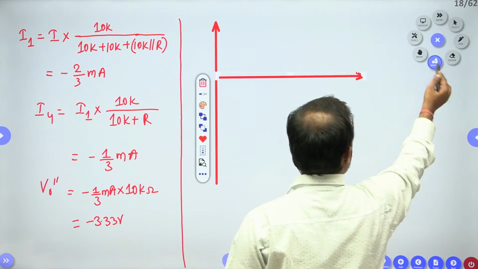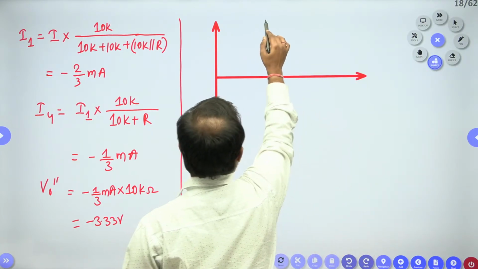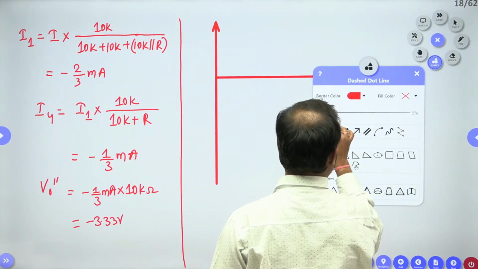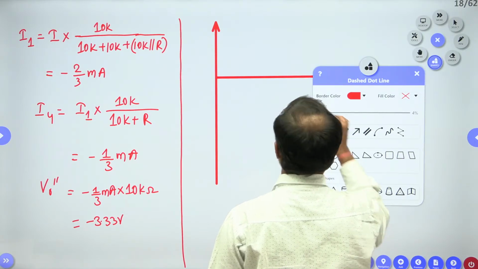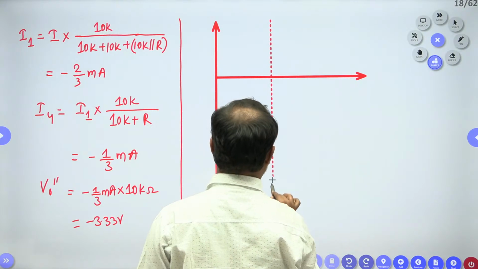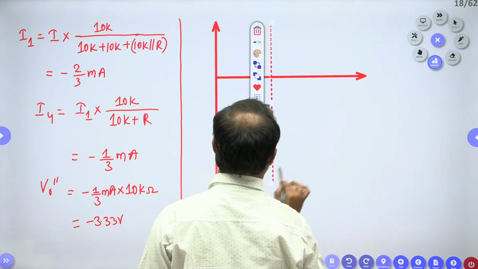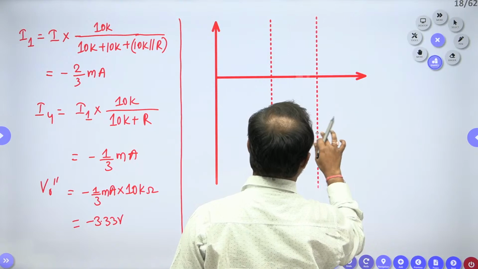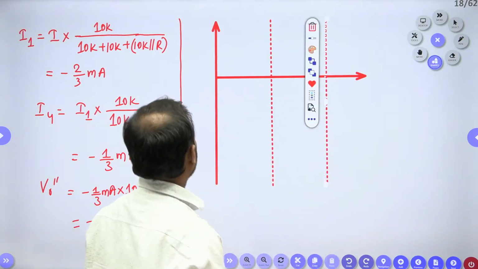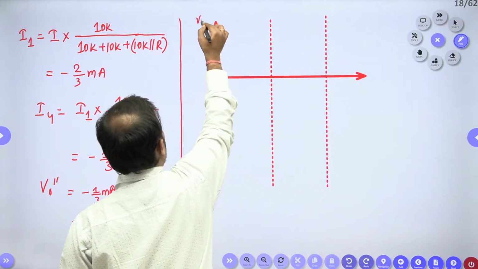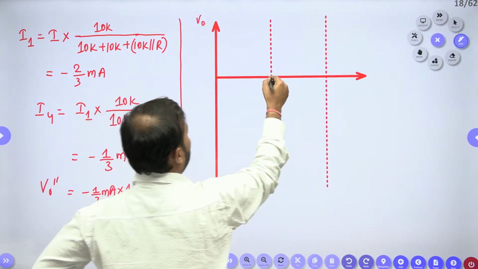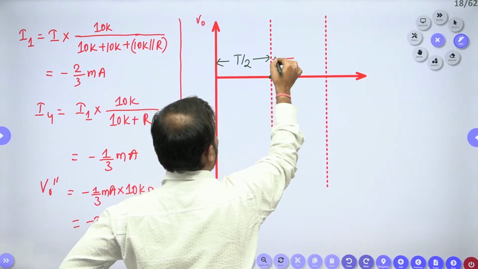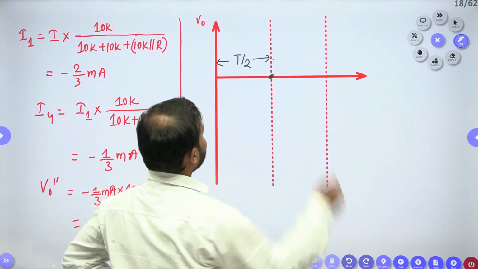Just a second, everybody. Let me draw the axis first. Okay. So this is V naught. Done. What is this time period? This is the same time period, T/2, the time period of the astable multivibrator.